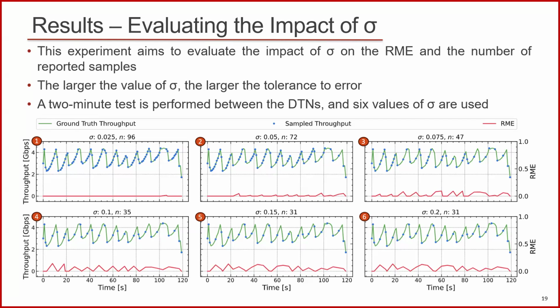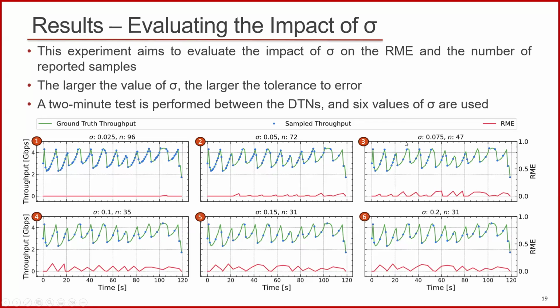So as we increase the tolerance to 0.05, the number of samples reduced to 72 out of 120, and the RME shows a slight increase. So the RME is still relatively low. The number of samples is around half compared to the total number of throughput measurements.